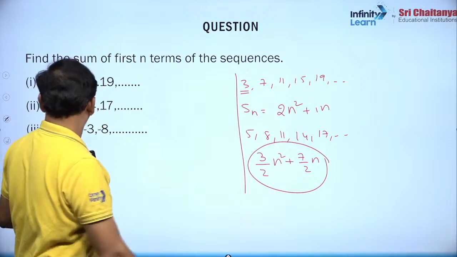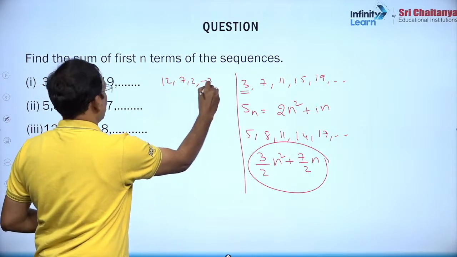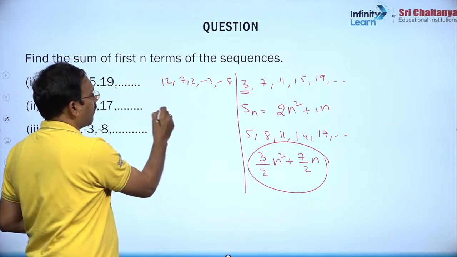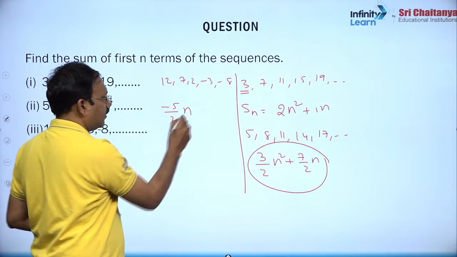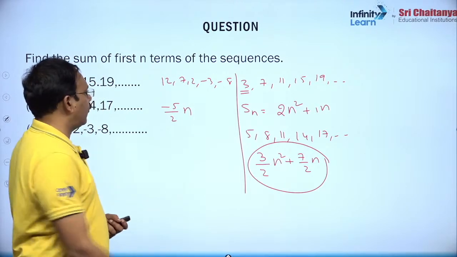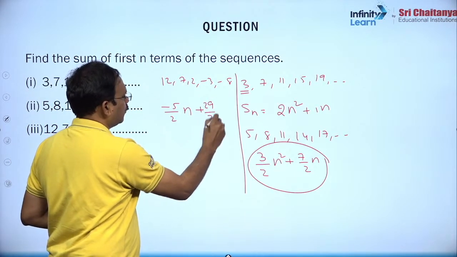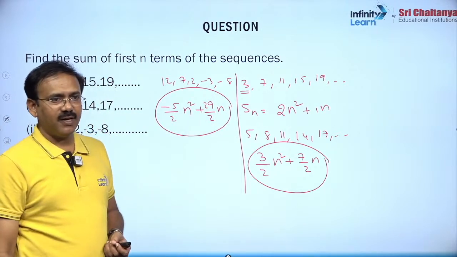Next, my dear friends, third one also you can try. 12, 7, 2, minus 3, minus 8. Here common difference is going to be minus 5. So, minus 5 by 2n. To get 12, which is 24 by 2, so you can write 29 by 2. This is n square, this is n. This is the sum of n terms, my dear friends.